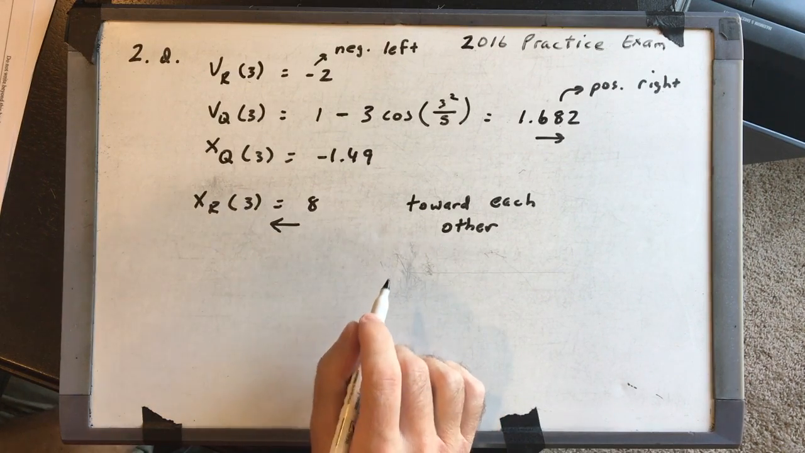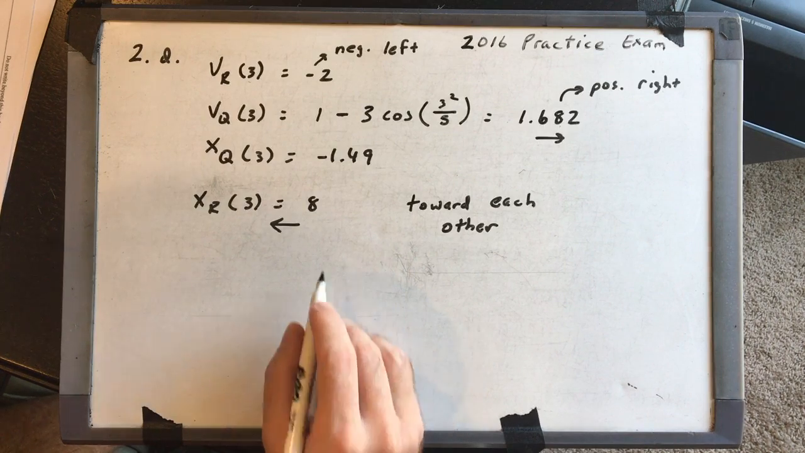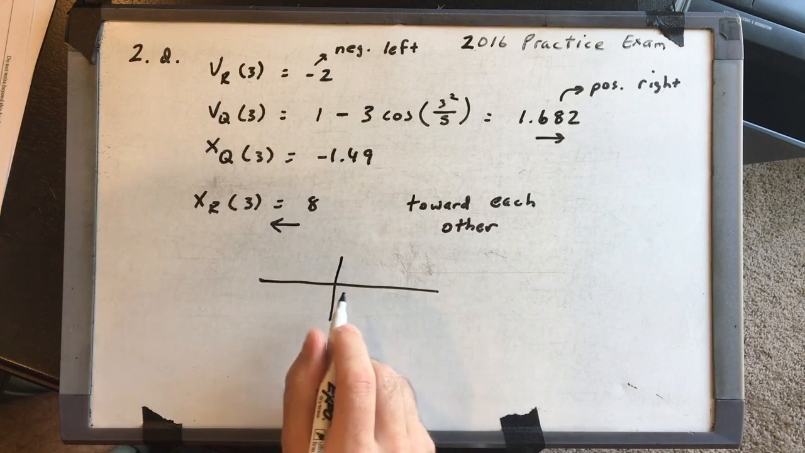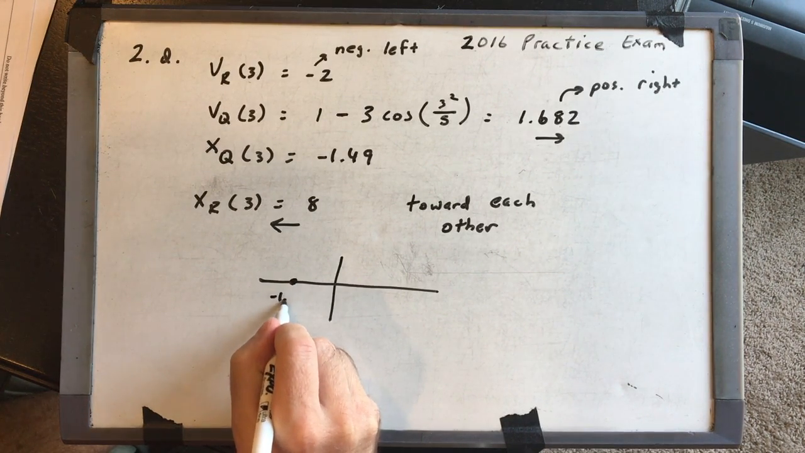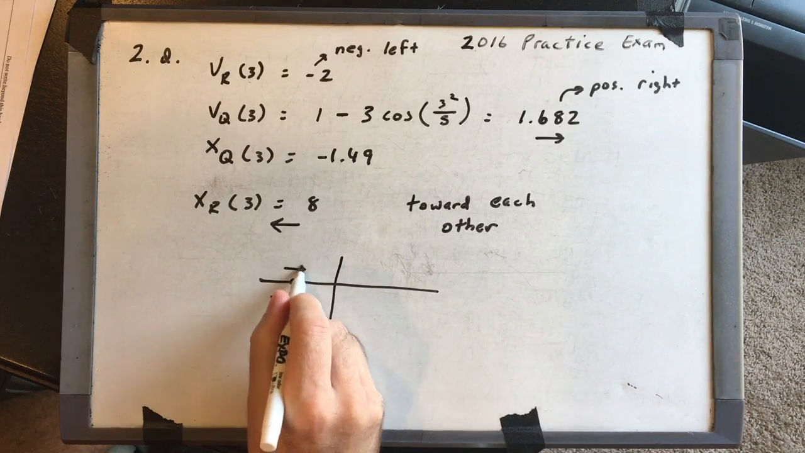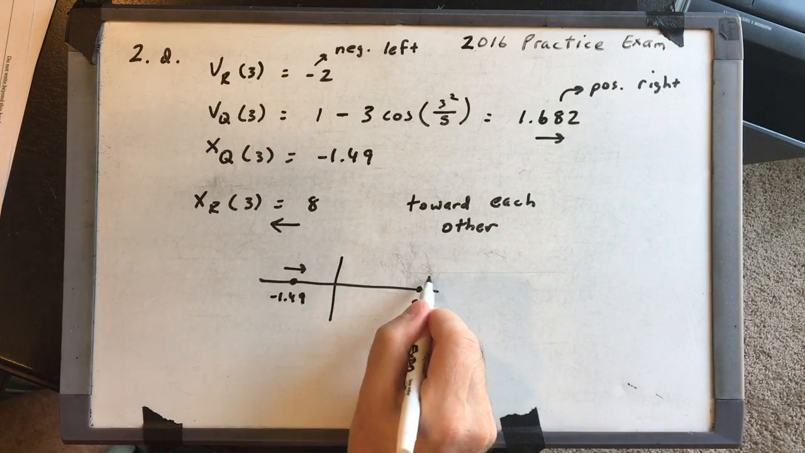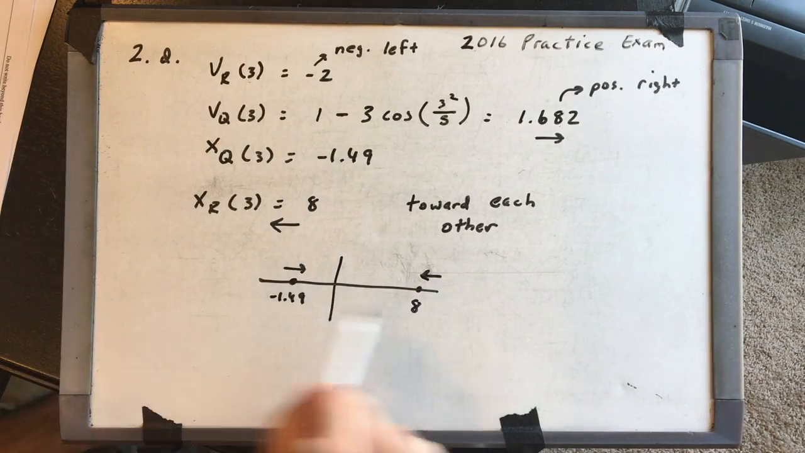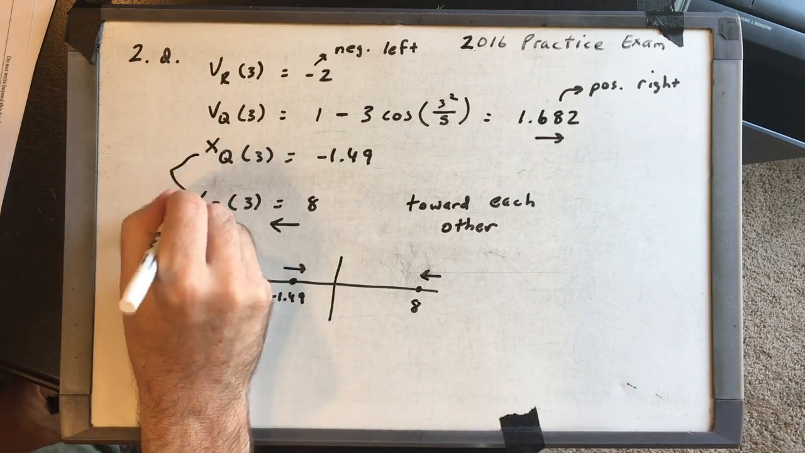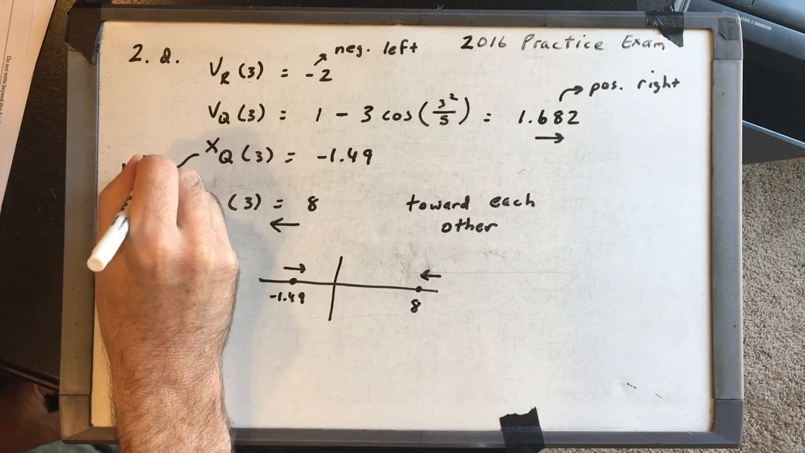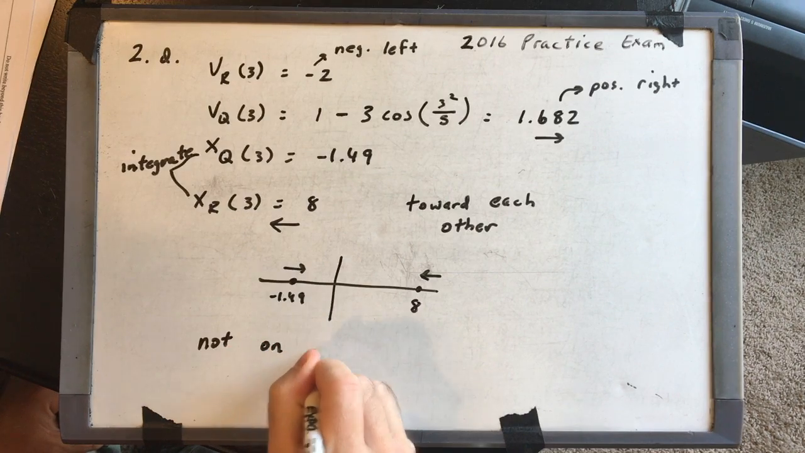All right, I don't think one like this will be on the 2020 test, but if you're sitting on the x-axis, Q is at -1.49, but it's moving to the right. R is over here at 8, but it's moving to the left because it's negative. Then that's what's happening. All right, in order to get those positions, you would have to integrate. So that's why I think this one would probably not be on the 2020 test.